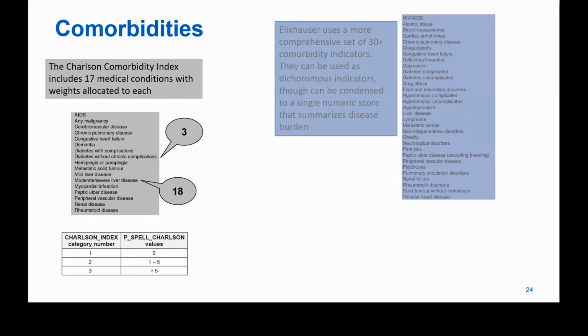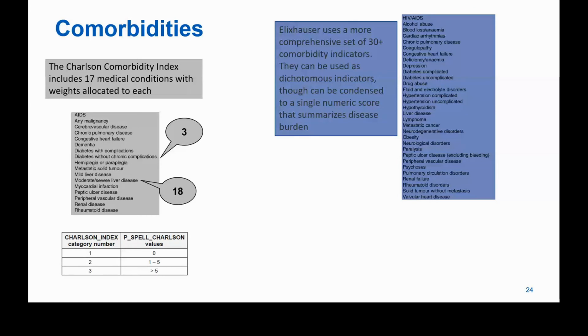There is also the Elixhauser Comorbidity Index, which is a more comprehensive set of over 30 indicators, and they can be used as dichotomous indicators, i.e. you have that comorbidity or not, but there is also a way of summarizing these and creating a single numeric score as well.